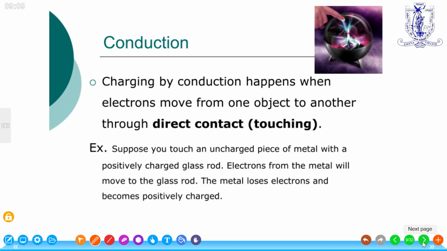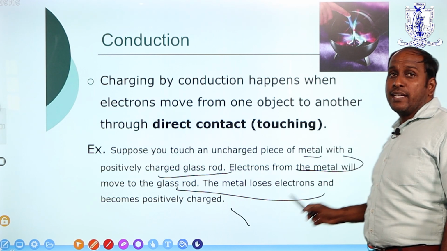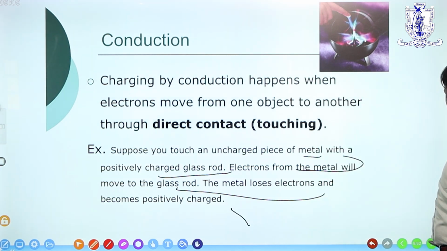Conduction happens when electrons move from one object to another through direct contact, by touching. For example, if you touch an uncharged piece of metal to a positively charged glass rod, electrons move from the metal to the glass rod. The important thing is that only electrons move. This is a static charge, and temporary charges are created.